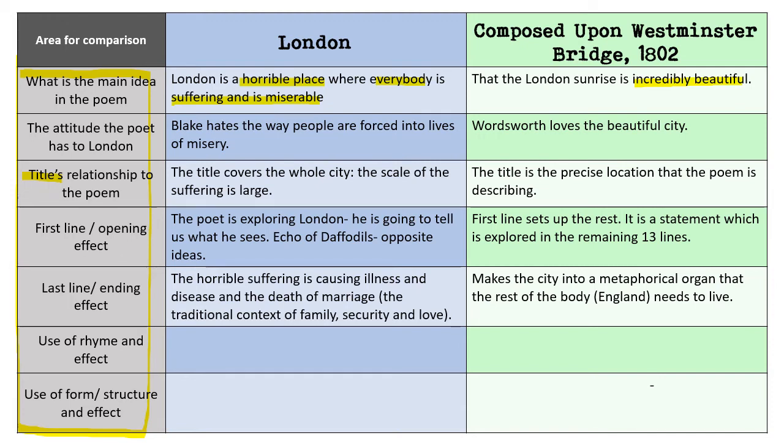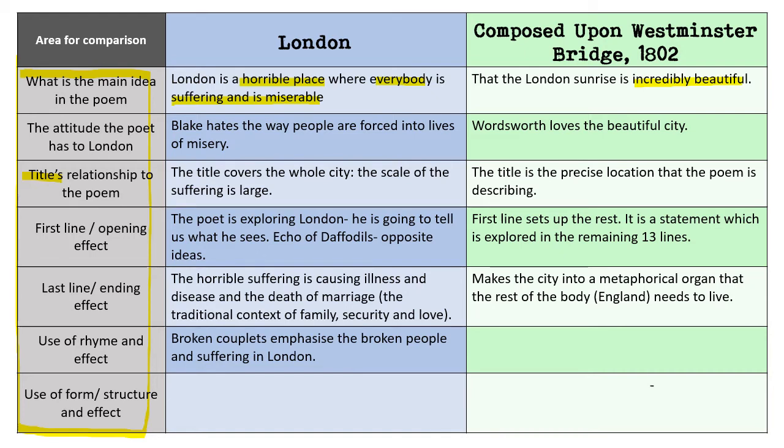London, though, is about the devastation that's happening within society, whereas Westminster Bridge is looking at the whole country and how much it owes towards London. So big ideas in the final lines, meant to create an impact on the reader as they finish the poem. London's got a rhyme pattern.